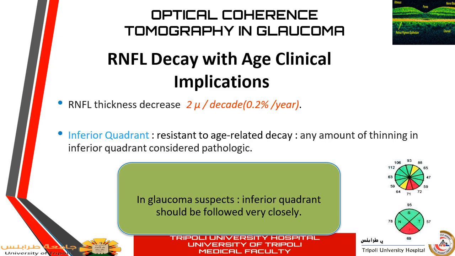Another point is that the inferior quadrant is very resistant to age decay. So any thinning in this area should be taken seriously. When you follow a patient who is a glaucoma suspect and you find any changes in the inferior quadrants, you should take it seriously. This is very important to keep in your mind when studying the OCT map.